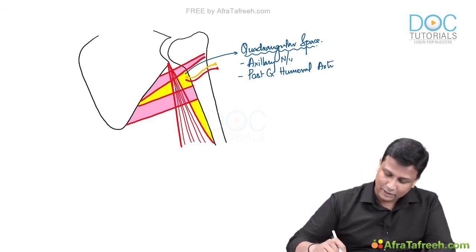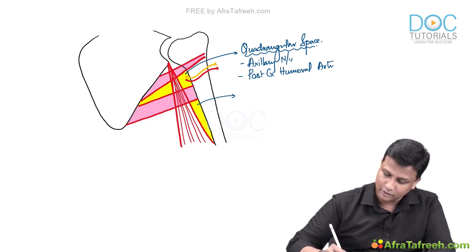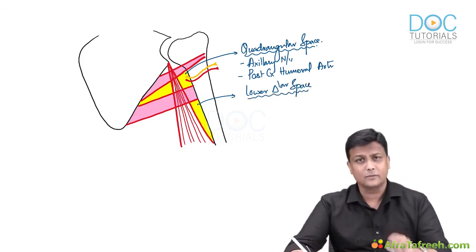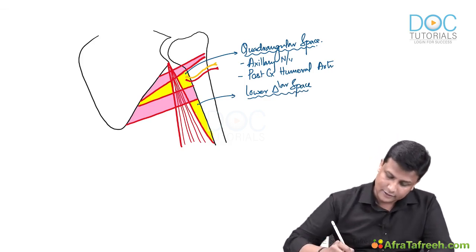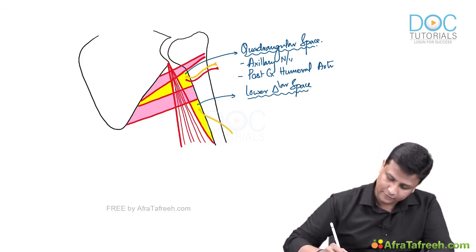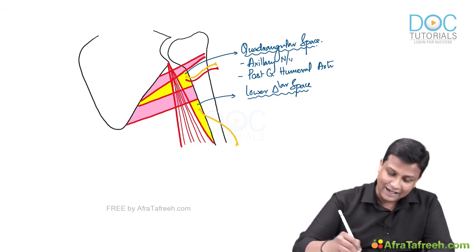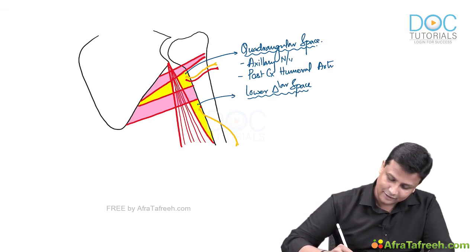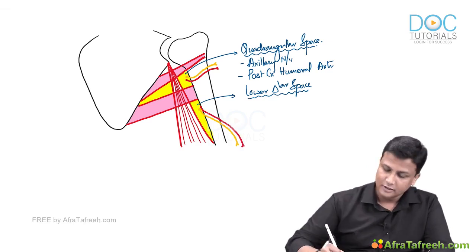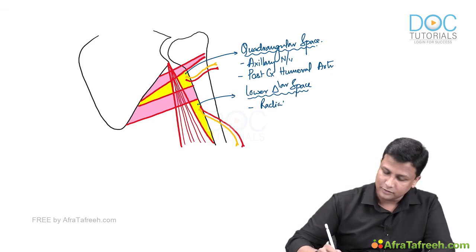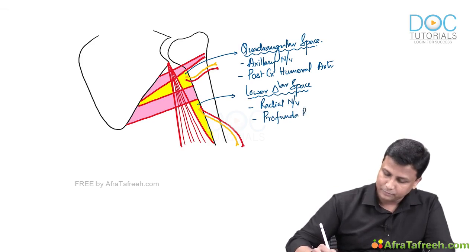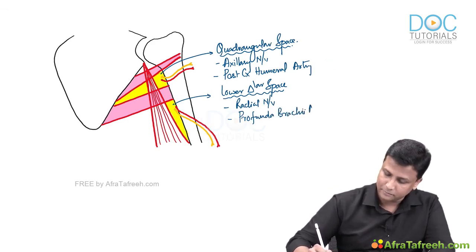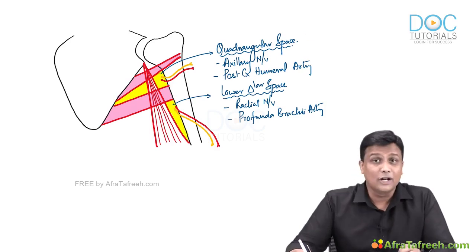Next one. The space present below here will be the lower triangular space. Now, what are the structures which are going to pass through the lower triangular space? What is the content of that one, guys? So, in this lower triangular space, we will be able to see one nerve passing from here. That's your radial nerve. And along with radial nerve, what is that artery, guys? The artery present along with that will be the profunda brachii artery. So, lower triangular space will allow the radial nerve as well as the profunda brachii artery to pass. So, these two structures are passing through the lower triangular space.